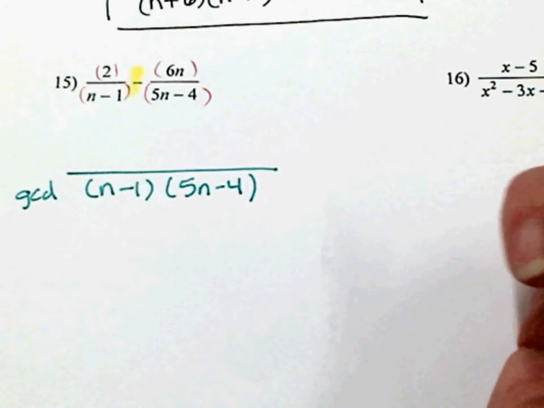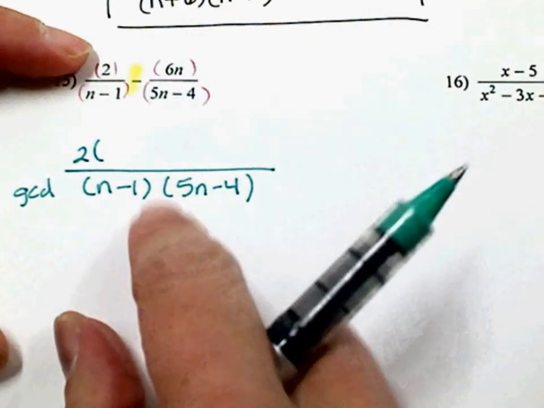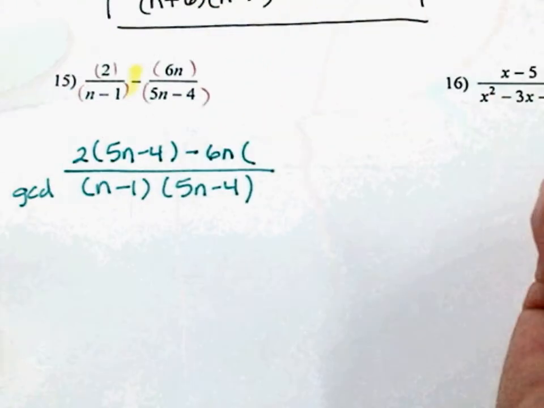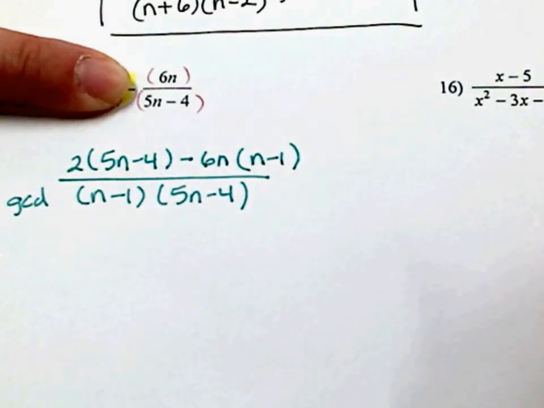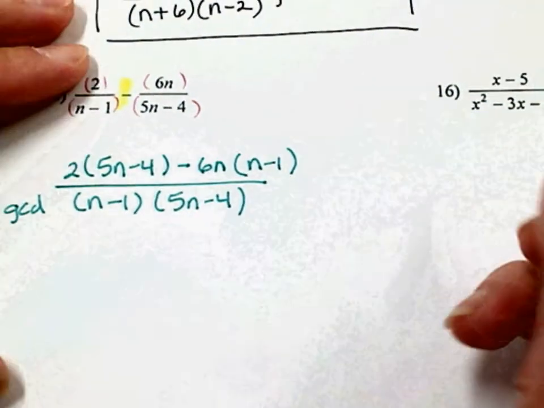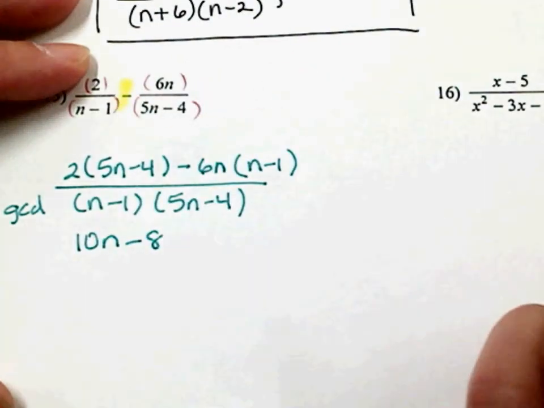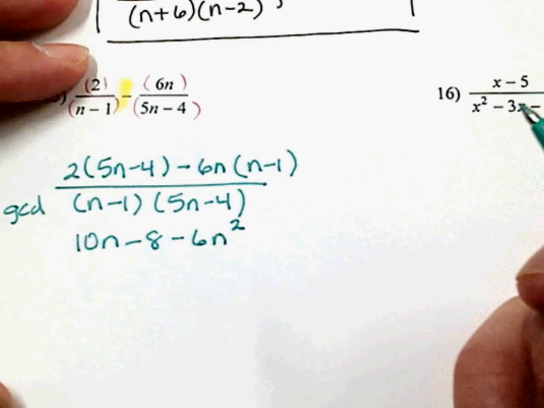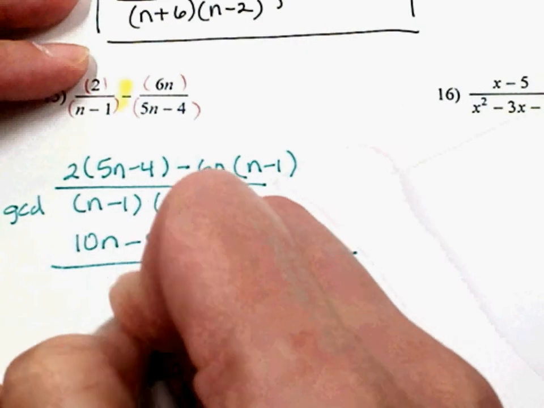All right. Write your 2. What am I missing? 5n minus 4 minus 6n. Okay. What are you missing? N minus 1. You guys see that? Okay, what do you do next? Distribute. 2 times 5n is 10n. 2 times negative 4 is negative 8. Negative 6 times n is negative 6n squared. See how there's n times n? Negative 6n times negative 1 is positive 6n. All of it over n minus 1, 5n minus 4.